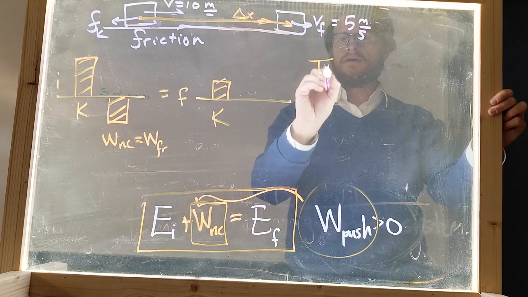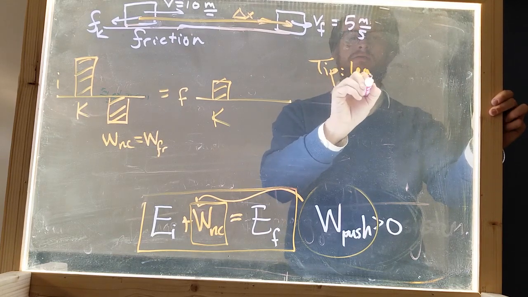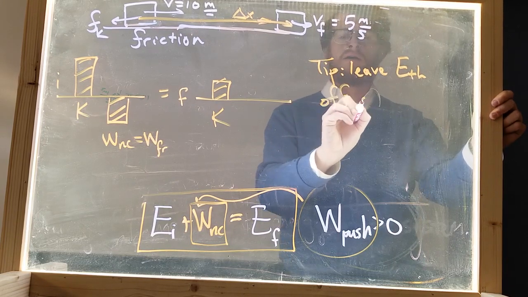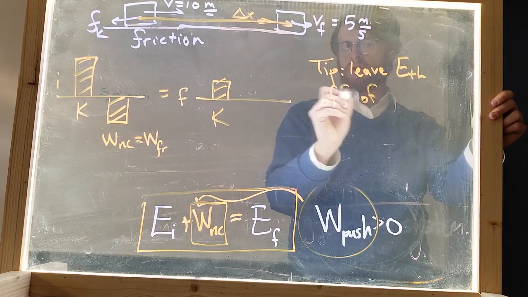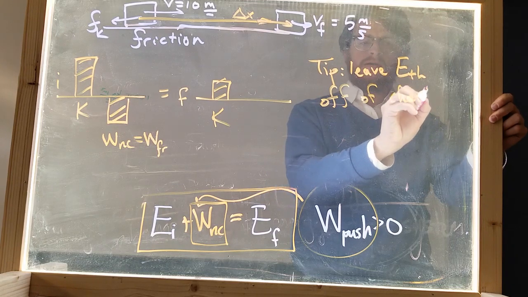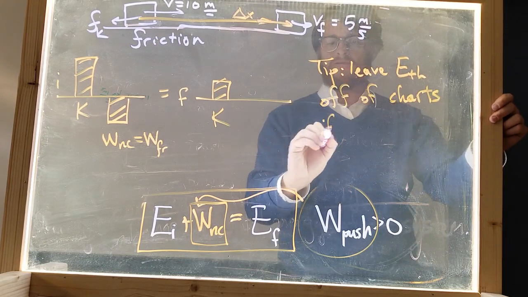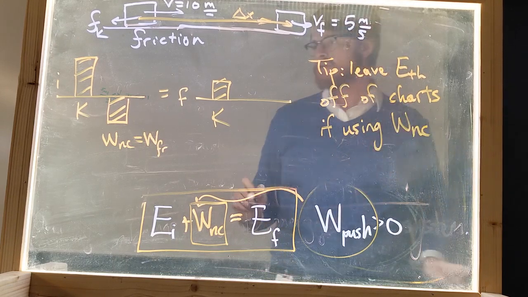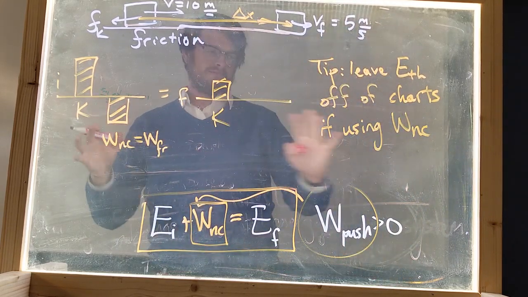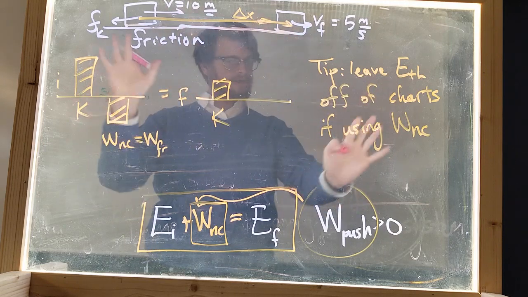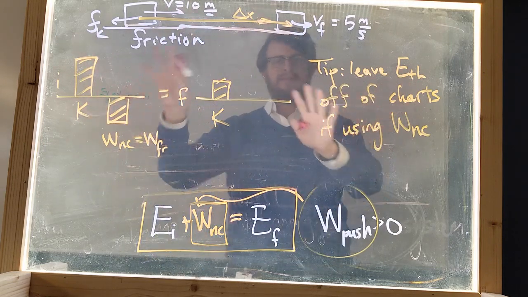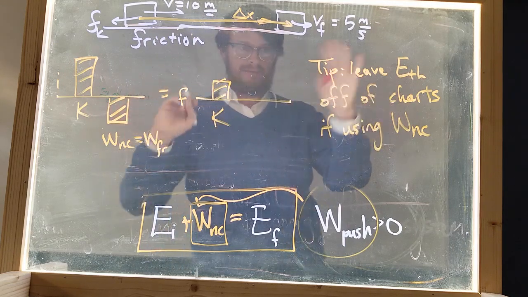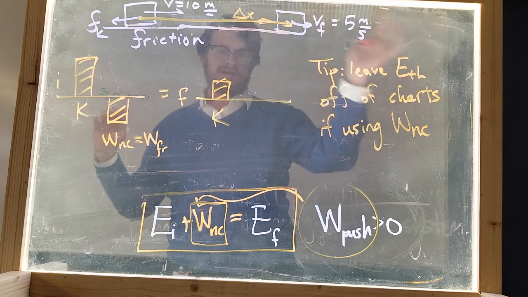So the tip here is to leave E-thermal off of energy bar charts if using the work due to non-conservative forces. Essentially, you can think about it, this is just optional. So if you're just barely holding on and this just makes sense, but you don't want to stretch too far right now, because you just want to consolidate what you have, you can ignore what I'm about to say, just for the next 30 seconds.